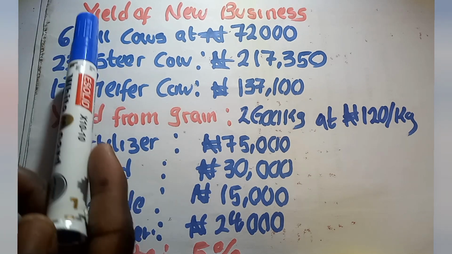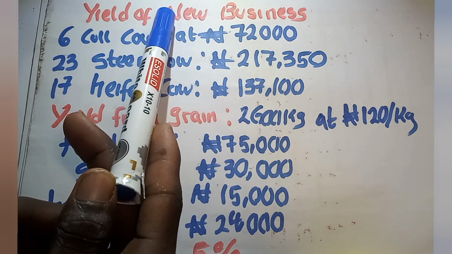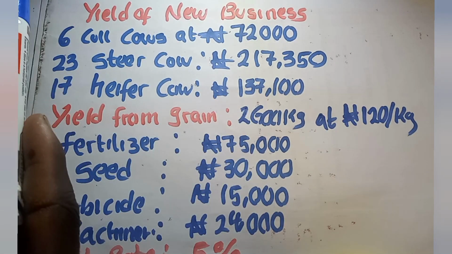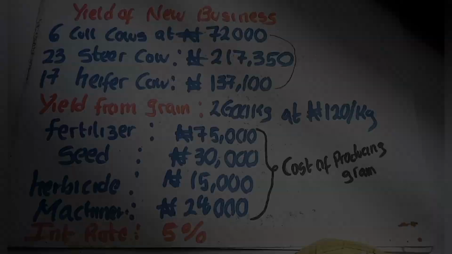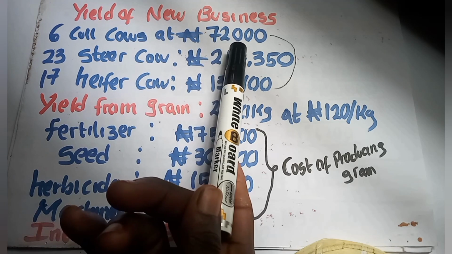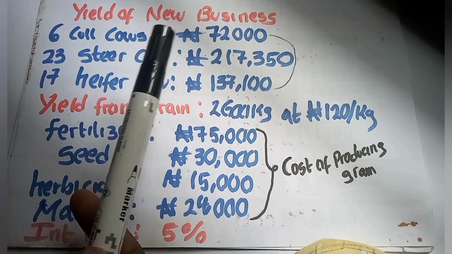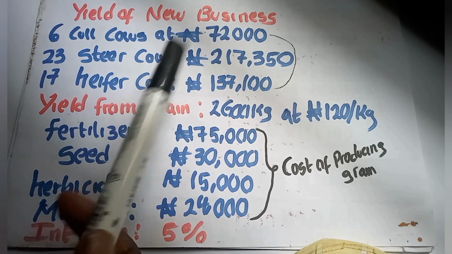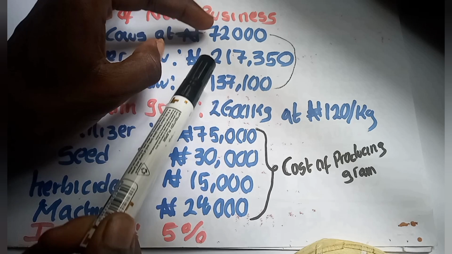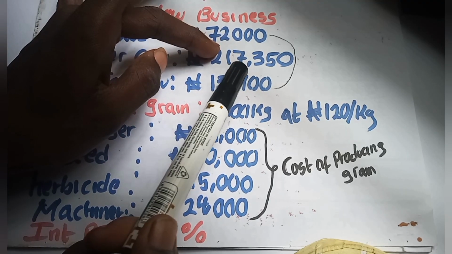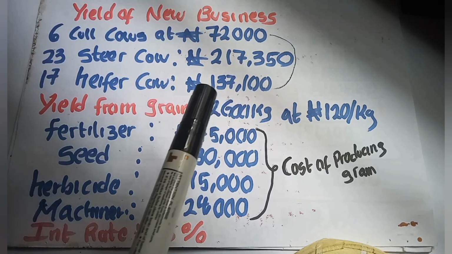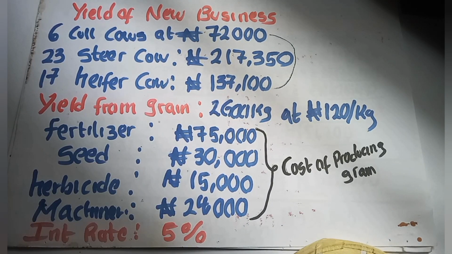Now, if you look at the next price that we have here, we have the yield of the new business. Yield means income. So my additional income will be the yield of the new business, because that is the income that the farmer is going to be generating as a result of the proposed change. So on my partial budgeting table, I'm going to be adding 72,000 naira plus 17,350 naira plus 137,100 naira. I'm going to be adding it together. That is what you will see on the partial budgeting table.